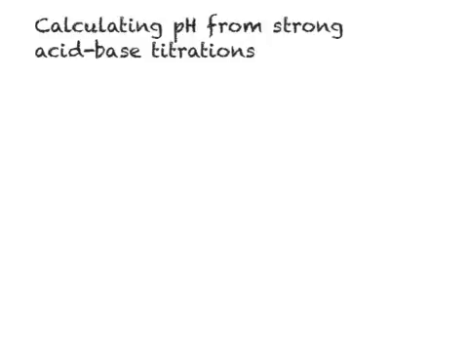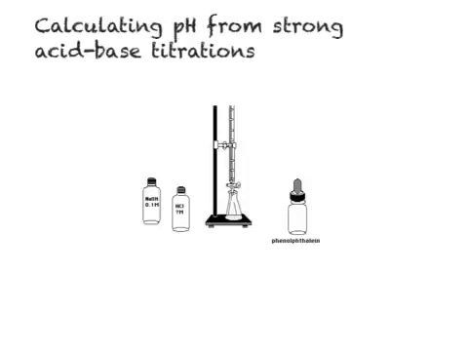Welcome to my video tutorial on calculating pH from strong acid-base titrations. You'll have already carried out an acid-base titration, usually with hydrochloric acid and sodium hydroxide, using phenolphthalein as the indicator. The purpose of this so far has been to work out the concentration of the unknown acid or base when the concentration of one or the other is known. We can now use this analytical technique further and calculate pH.